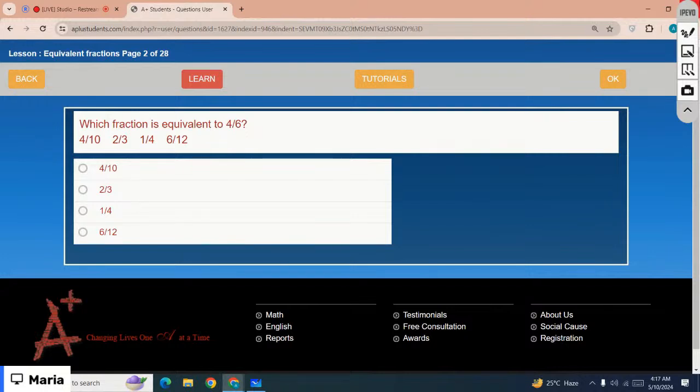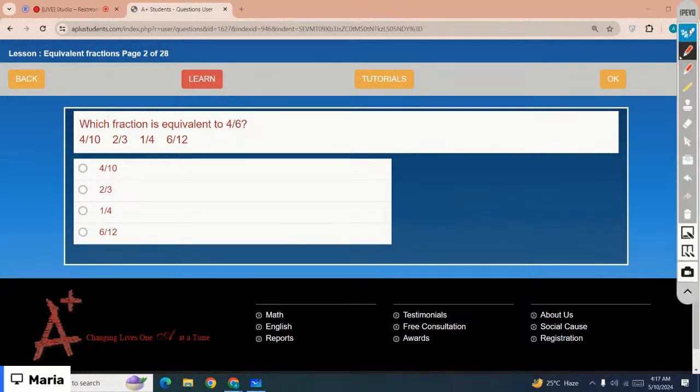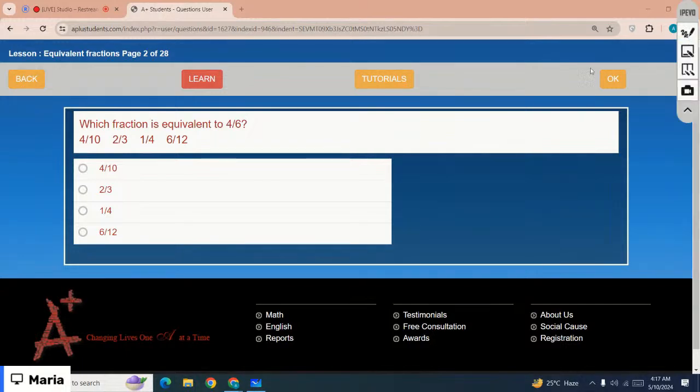Either you multiply the fraction by the same number, or you divide 4 over 6 by 2, right? Divide by the same number. Divide both numerator and denominator by the same number. So 4 divided by 2 is 2 and 6 divided by 2 is 3. So the correct option is 2 over 3, right? The correct option is 2 by 3.